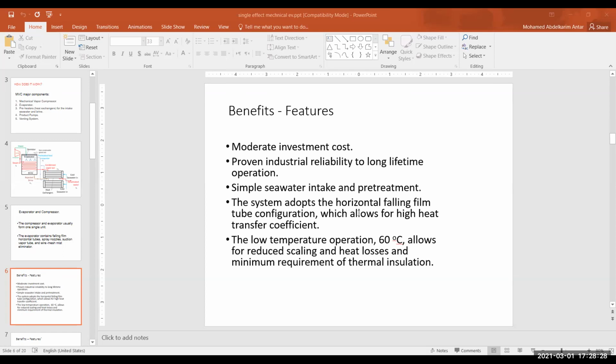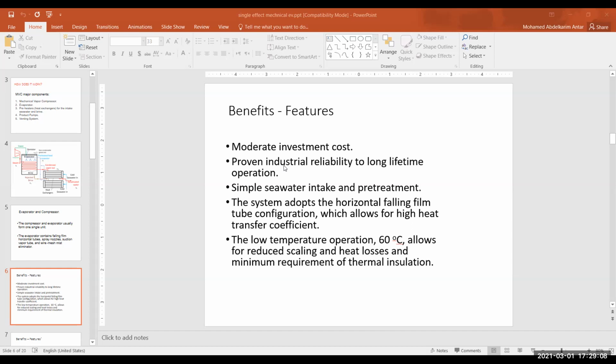Components of the evaporator remain the same. The heat exchangers are basically either shell and tube heat exchangers or plate heat exchangers. And the benefits are being given here: the cost is not too high. Mechanical operation of the system means something which is reliable, so the unit is expected to have a long lifetime. The intake and pre-treatment processes are simple. It has a horizontal film tube configuration, which results in a high heat transfer coefficient for the condensation case. And accordingly, you would have effective heat transfer in the evaporator.